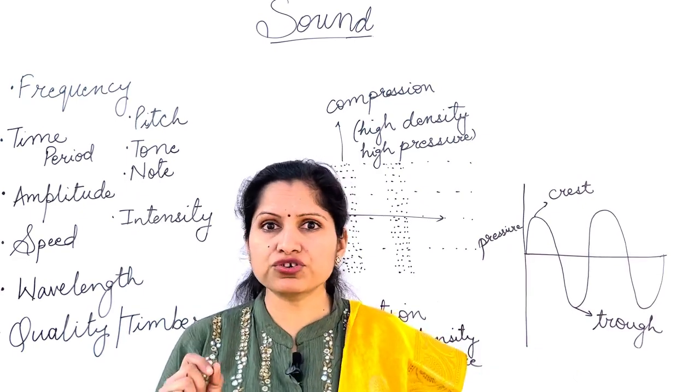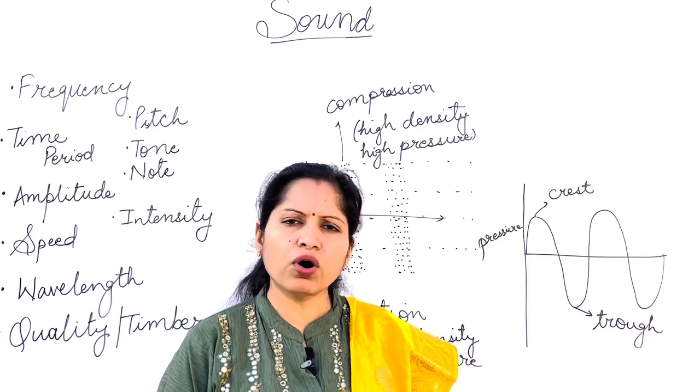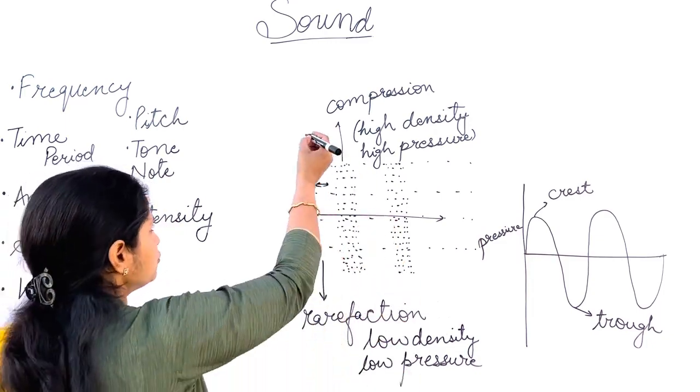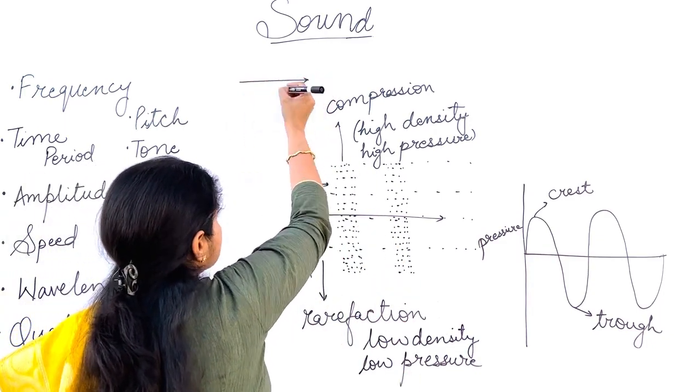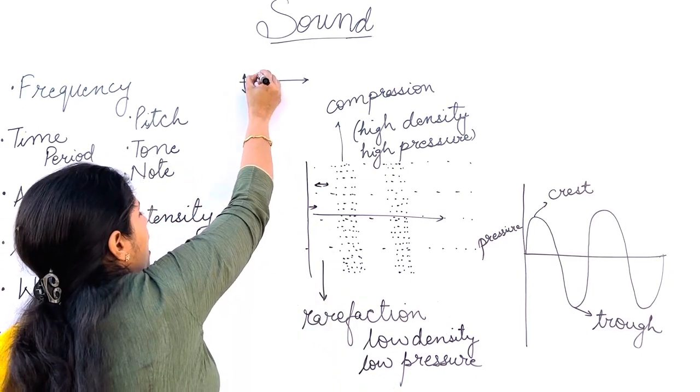Now we'll talk about transverse waves. The light waves are transverse waves. What are transverse waves? Suppose some form of energy is traveling in this direction and the particles are moving just up and down.